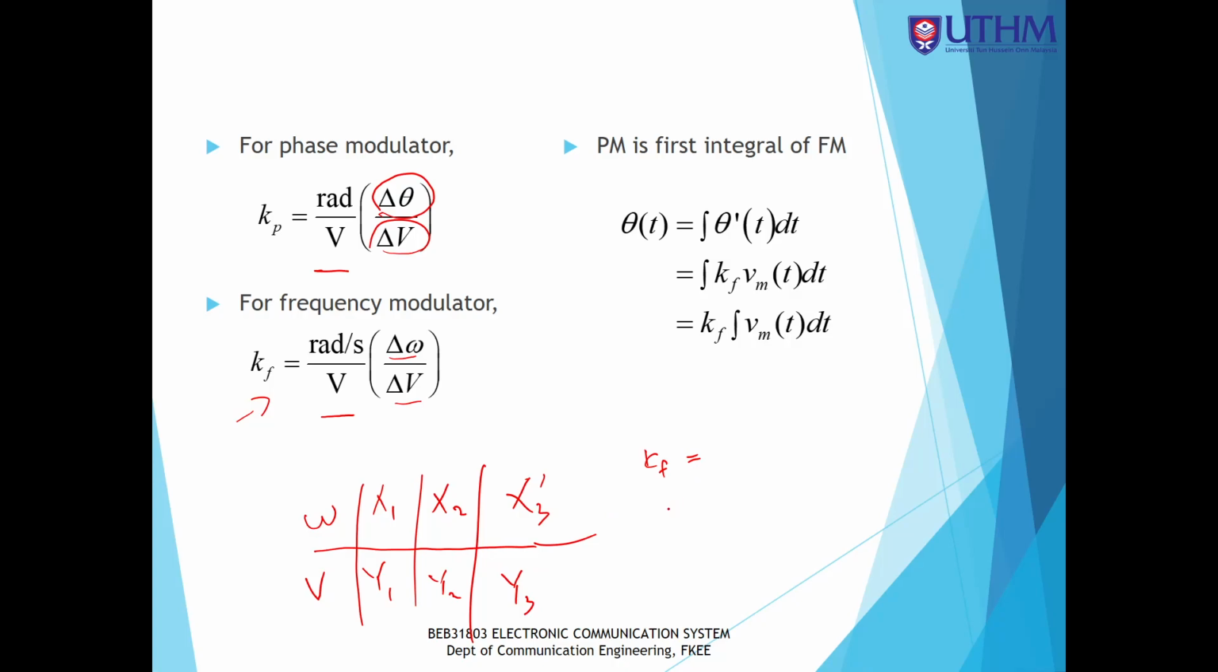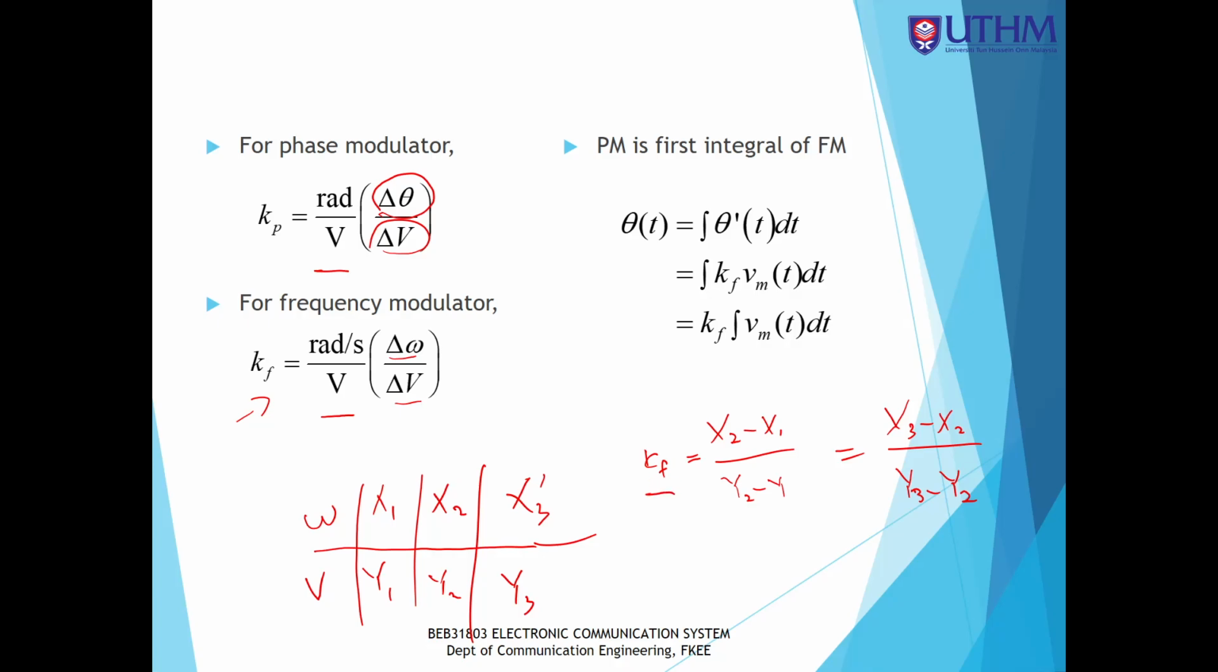In order to find Kf, Kf is equal to delta omega, the difference of omega, divided by the difference of voltage. You can do it like this: x2 minus x1 divided by y2 minus y1. Or you can also find it like this: x3 minus x2 divided by y3 minus y2. You'll get the same answer. So you can find the Kf parameter.